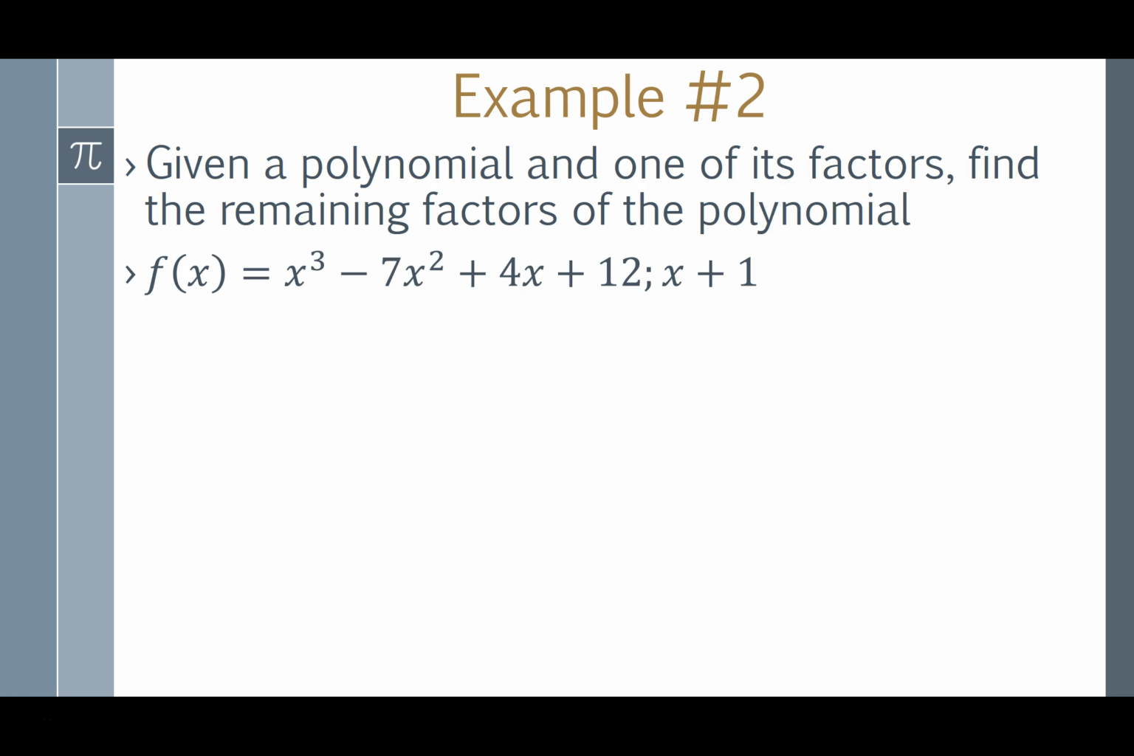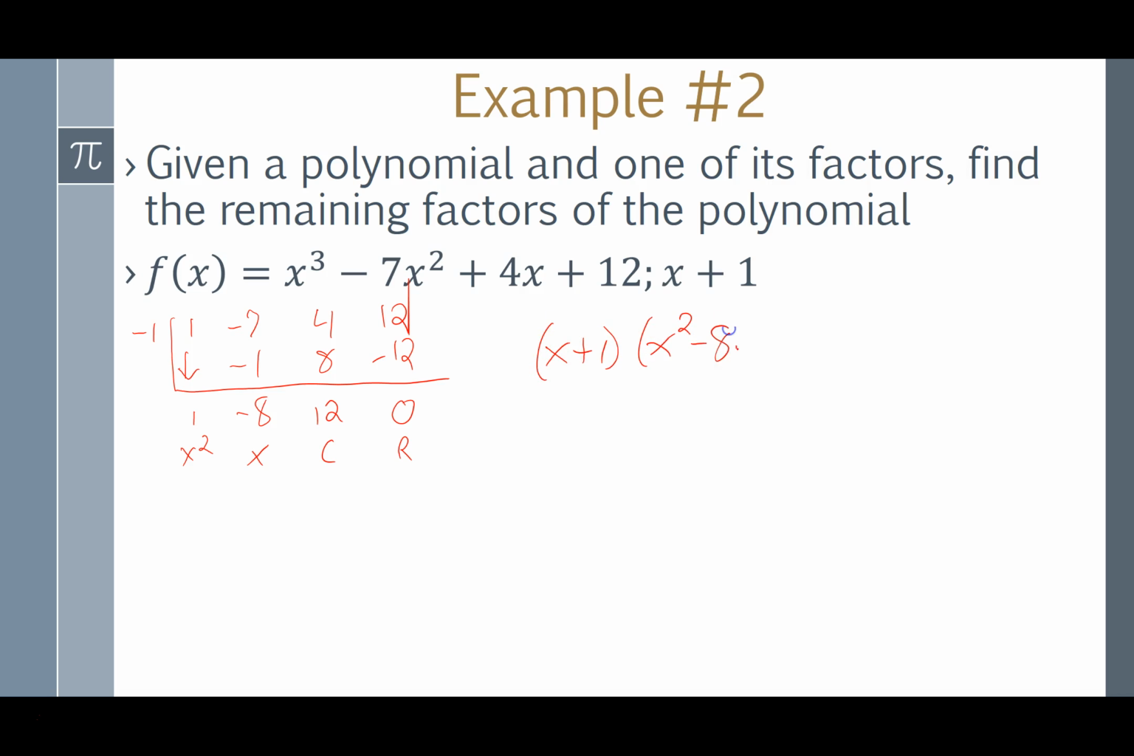So since it's x plus 1, we'll have a negative 1 on the outside. And then 1, negative 7, 4, and 12 on the inside. So as we go through synthetic division, we find, as we work through this whole thing, that we get a 0 for our remainder. And again, remainder, constant, x and x squared. This tells us that this would have factored to be x plus 1, and then x squared minus 8x plus 12. Well, we have a quadratic which we can now factor further.